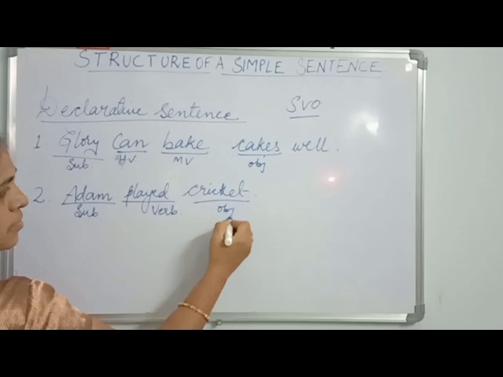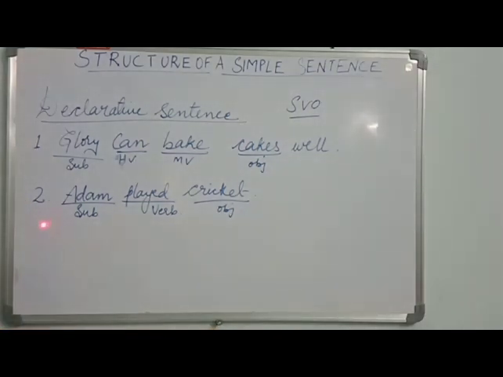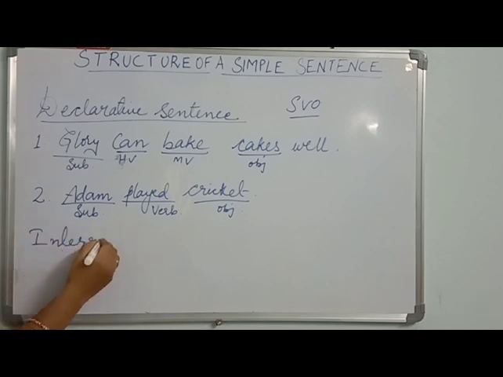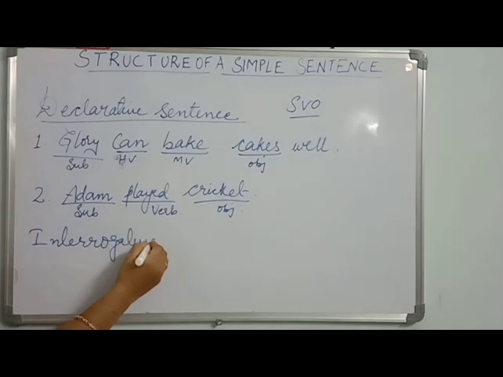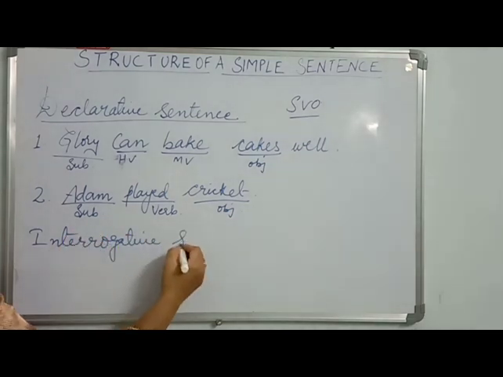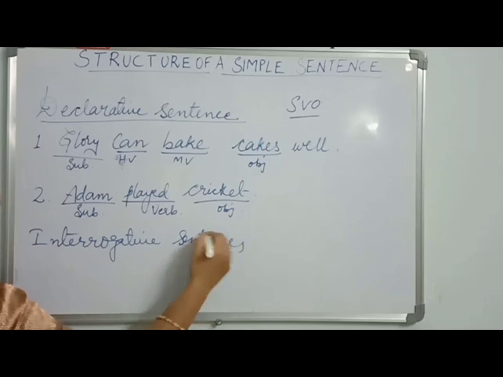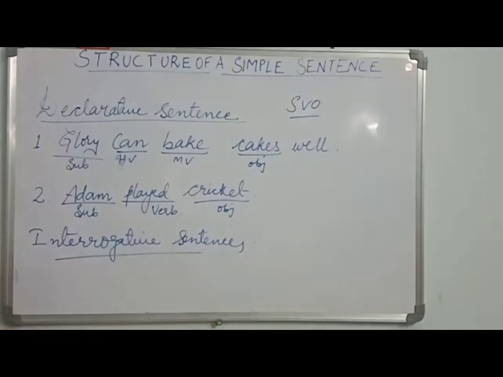Now, the second type of sentence that we can have is the interrogative sentence. Interrogative. You should be very careful about the spellings when you're using the language. Interrogative sentences. What does interrogation mean? Questioning. Okay, so these are question forms. There are two types of questions in English. The first type of questions are the WH questions. WH questions. And the second type of questions are yes-no questions. Yes-no questions.